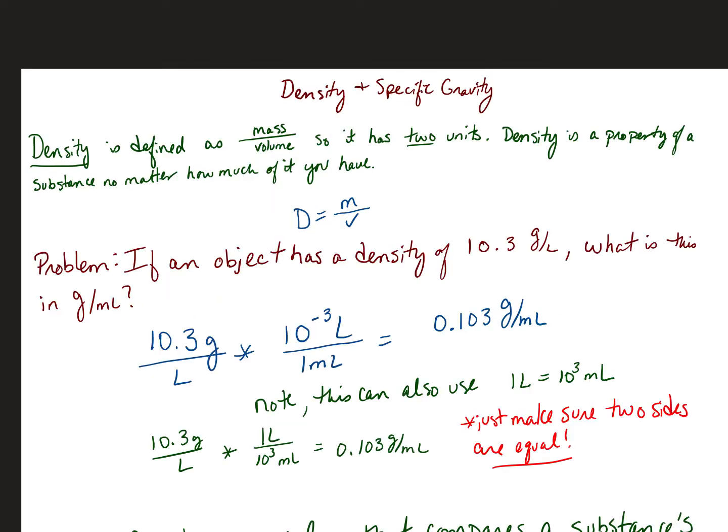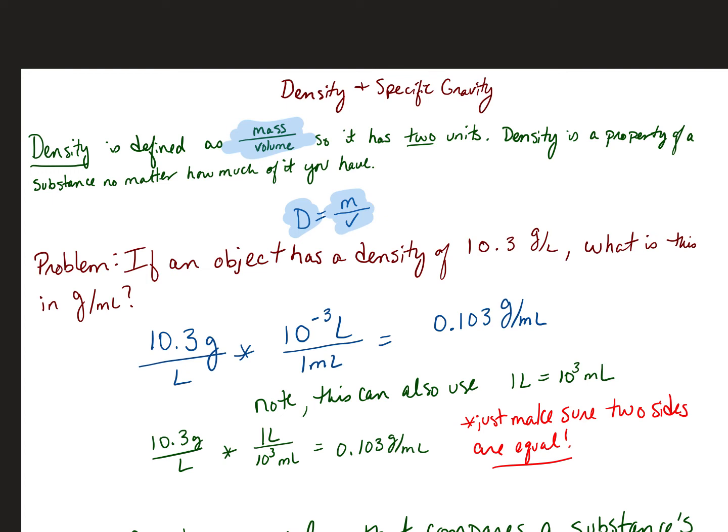Okay, just to throw these things out there, we also need to know what density and specific gravity are. We can certainly use these topics as well when it comes to dimensional analysis. So density is defined as mass divided by volume. And that means it has two sets of units. Something to keep in mind there. Another equation for that would just be D is equal to M over V.